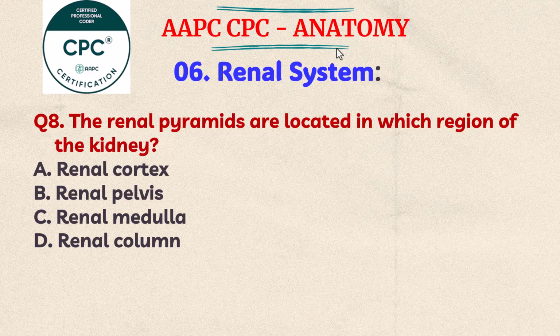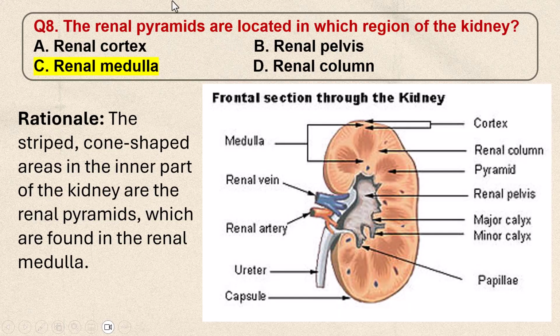Question number 8. The renal pyramids are located in which region of the kidney? A. Renal cortex, B. Renal pelvis, C. Renal medulla, D. Renal column. Think the answer. The correct answer is C. Renal medulla. When you look at the pyramid, these are the pyramids. These striped, cone-shaped areas in the inner part of the kidney are the renal pyramids, which are found in the renal medulla.